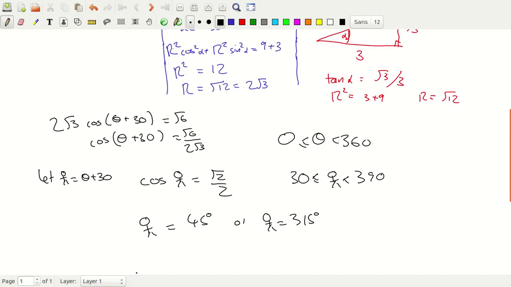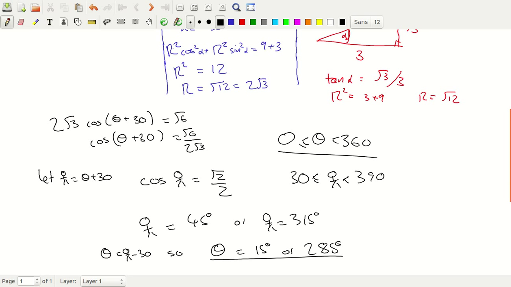So how's that related to theta? Well, theta is stickman minus 30. So our final answer to this problem is theta equals 15 degrees or 285 degrees. Those are the two final answers and the only two in the given range.